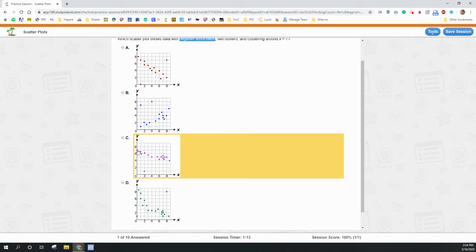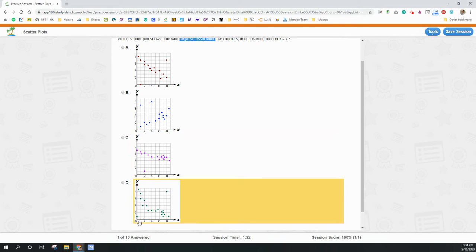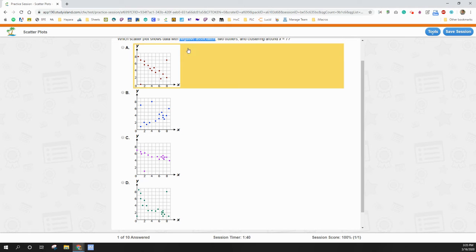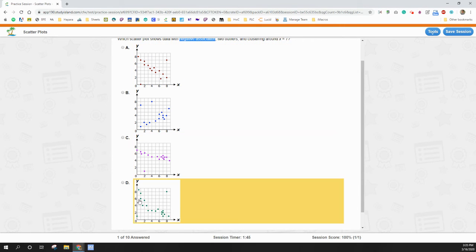This scatter plot has a very slight, but it's definitely there, negative association. As x gets higher, y is getting lower. This one also has negative association. As x is getting higher, y is getting lower. B is the only one that does not show a negative association. Here, it's going up and to the right, the grouping of dots, that is. So that is a positive association. As x is getting greater, y is also getting greater. So if we're looking for a negative association, our choices are A, C, and D.